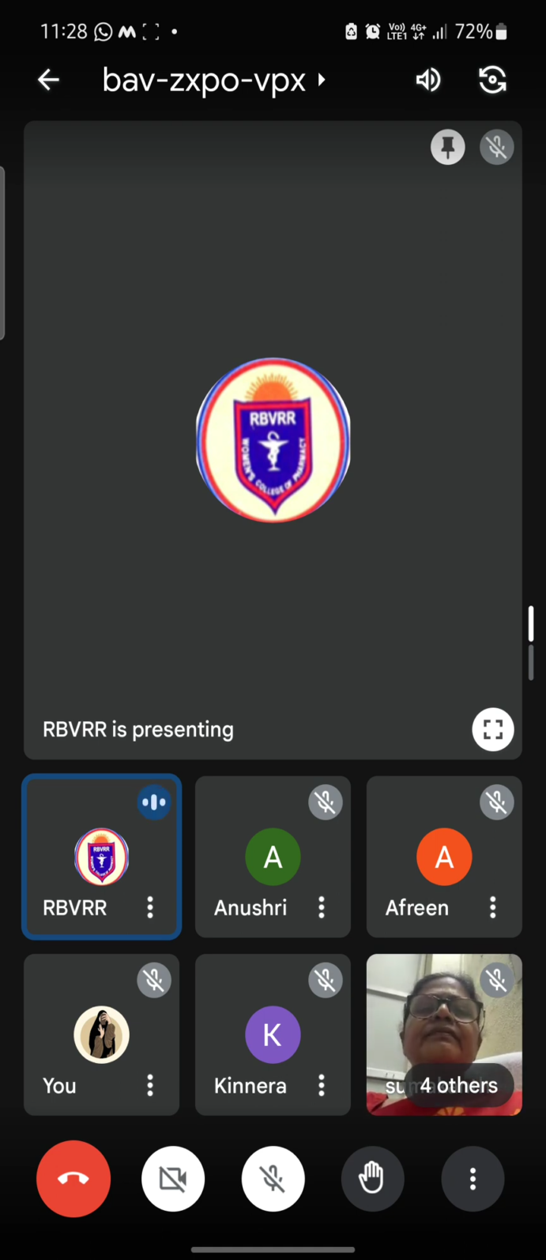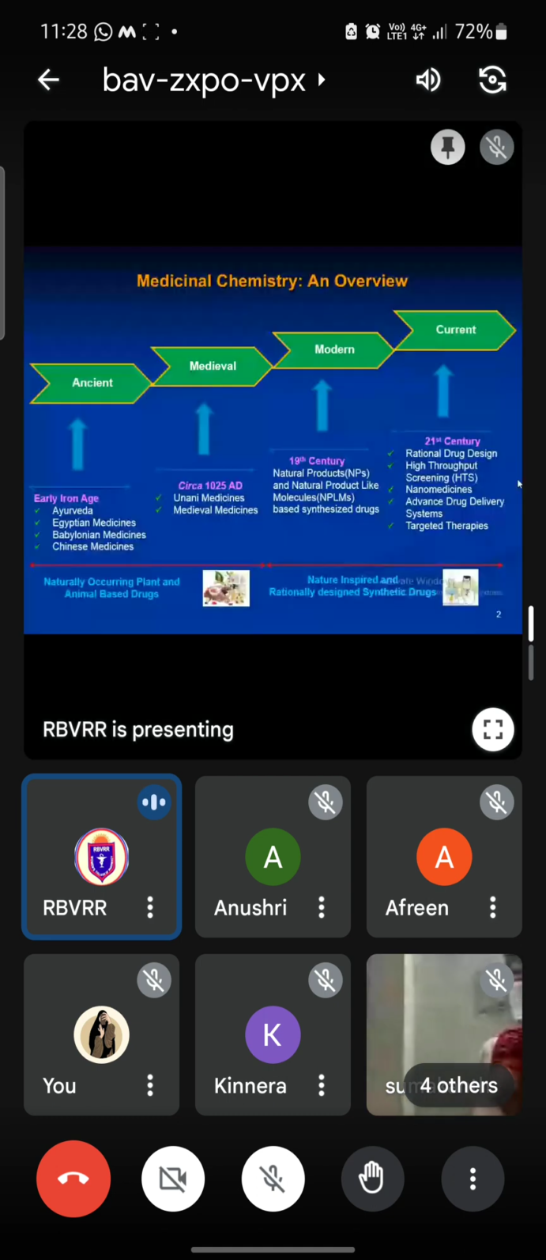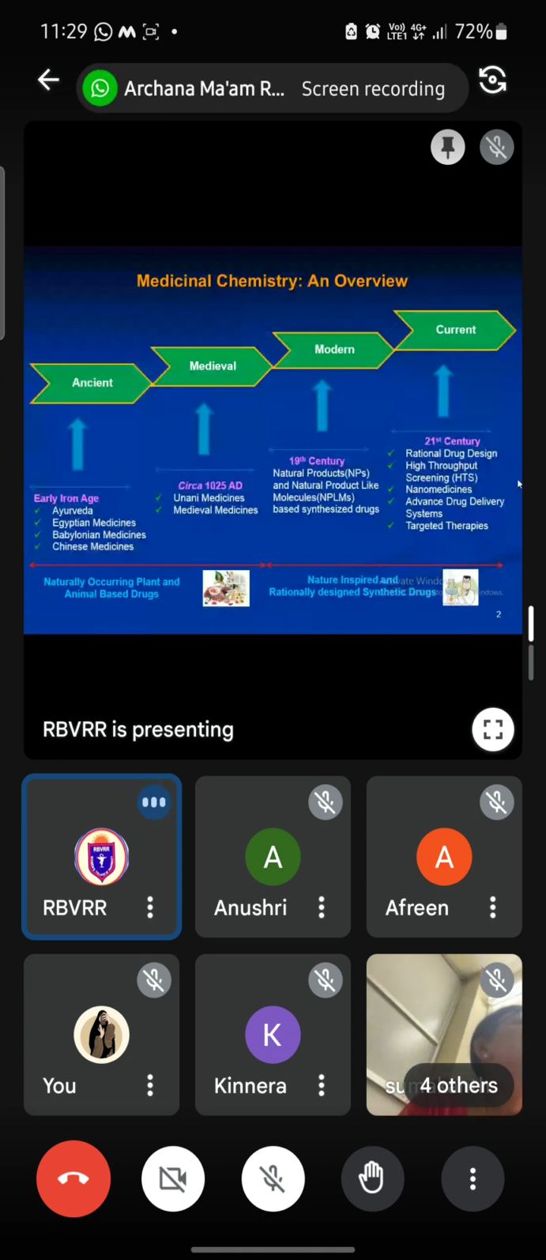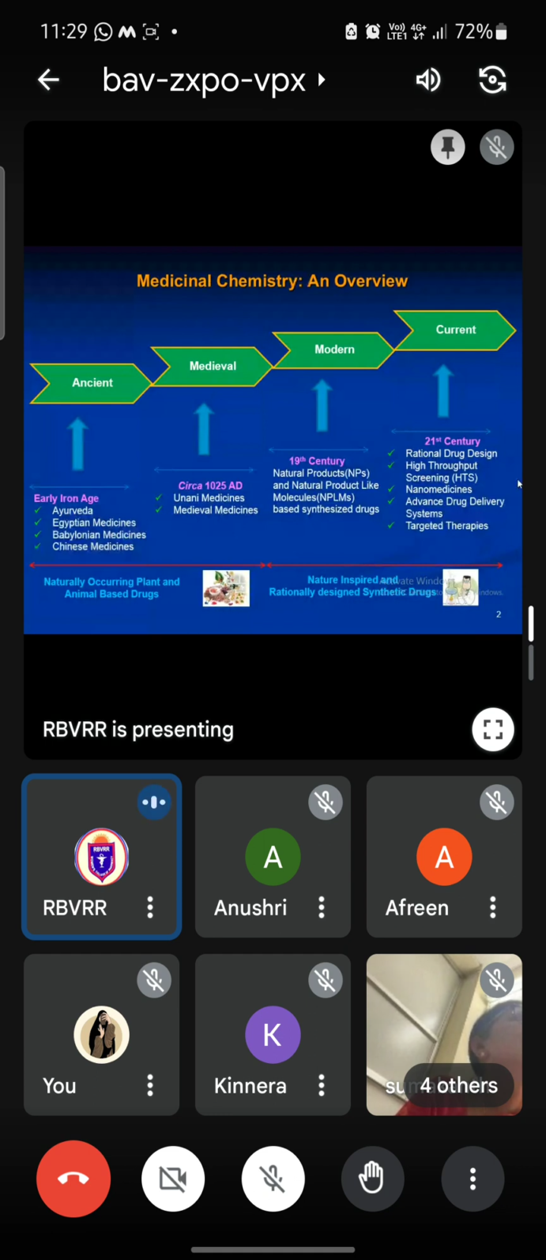If you look at the 21st century, what's happening currently is rational drug design like HTS, nanomedicines, which we hear about every day, advanced drug delivery systems, and targeted therapies. Through nano, you know very well, you can reduce the dosage like anything, so that it becomes much more available. In the olden days, you may remember a painkiller called Aspro, very popular in our childhood days. Then they started with microfine Aspro, which is aspirin in a microfined powder form, something a little below nano.